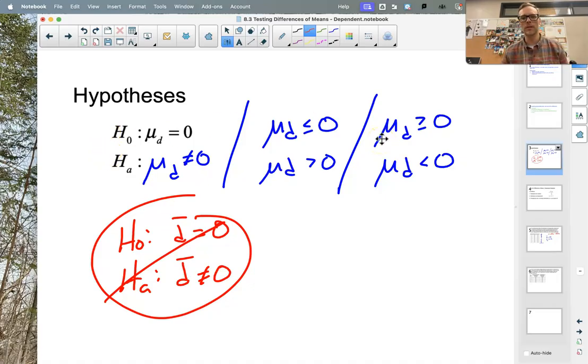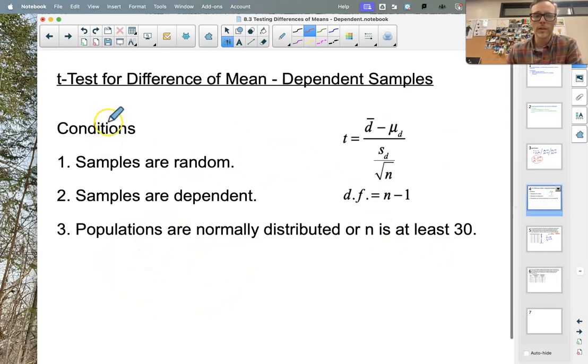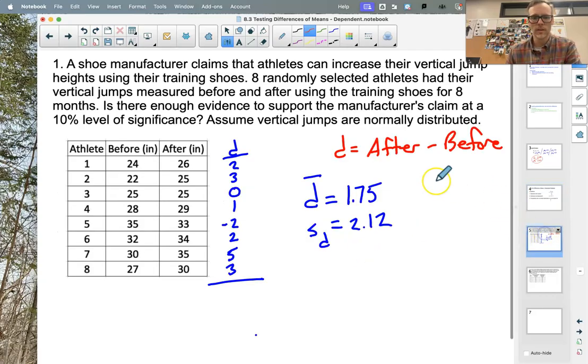Okay, that step's done. What else do we need to know to be able to do this? Well, we have to know our conditions. Our conditions are samples must be random. Now they have to be dependent. And then like normal, populations are normally distributed, or n is at least 30. Now, careful here. What's this n? Our n in this case is 8 because we have 8 differences.